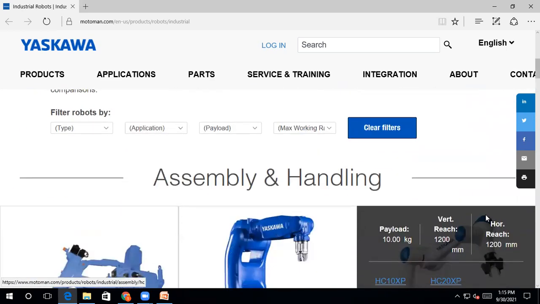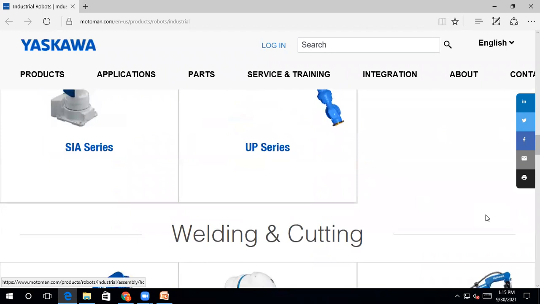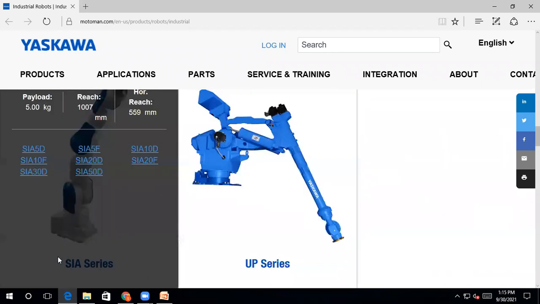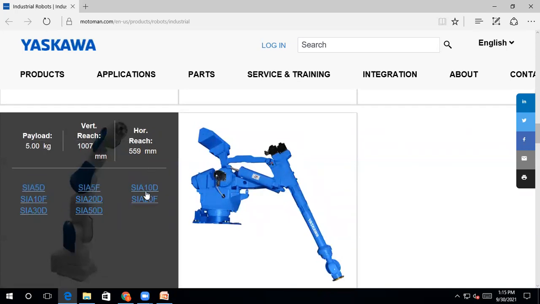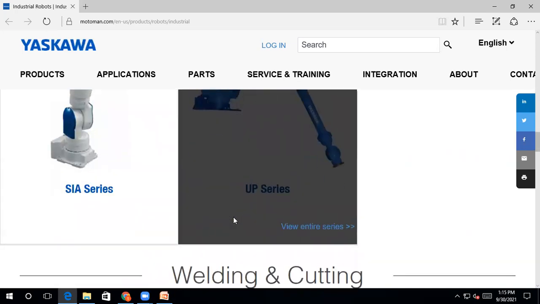Now these are the robots which are used for assembly and handling purposes. This is the SIA series, SIA 5D. We will take a simple one. Its payload is 5 kg, vertical reach is 1007 mm and horizontal reach is 559 mm. Different types are there in between.